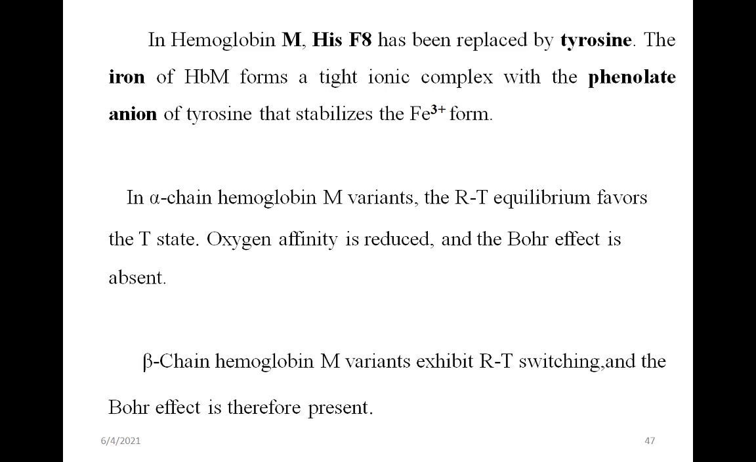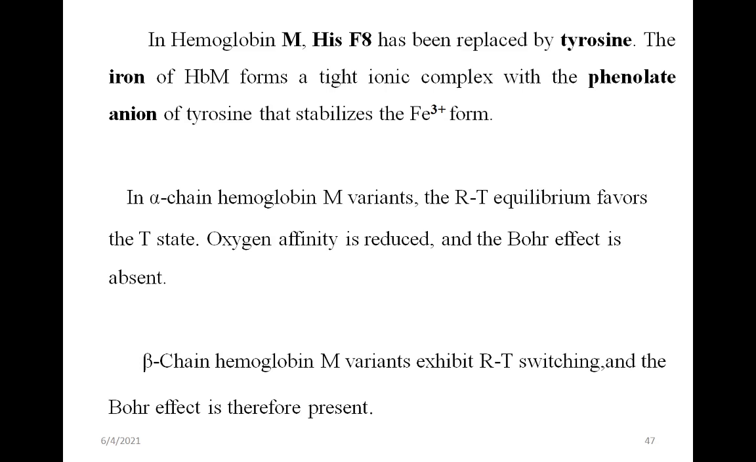In the alpha chain of the hemoglobin M variant, the RT equilibrium favors the T state. Oxygen affinity is reduced and the Bohr effect is absent. Once oxygen affinity is reduced, obviously the Bohr effect will be reduced. Unless oxygen affinity is there, the Bohr effect cannot occur, isn't it?